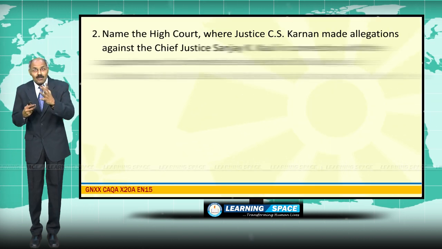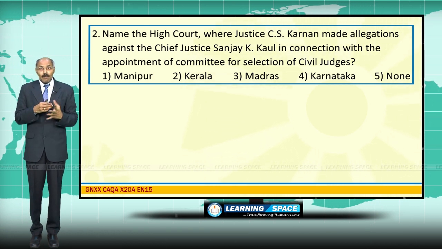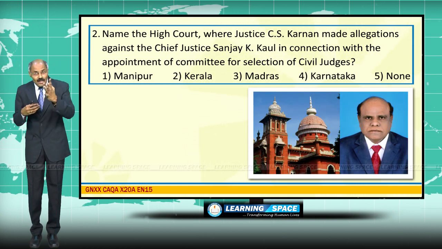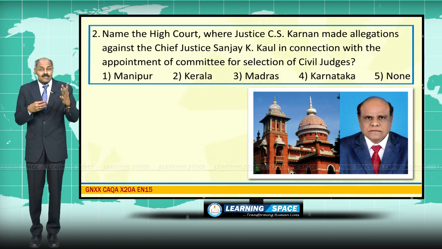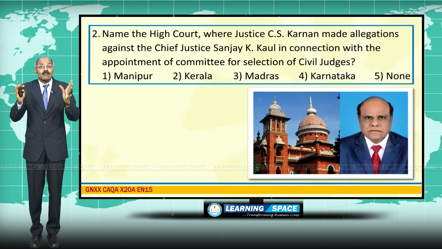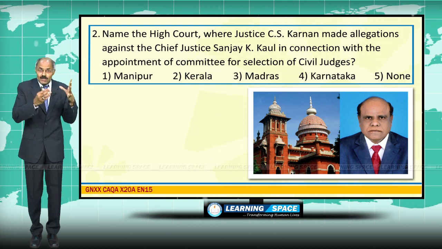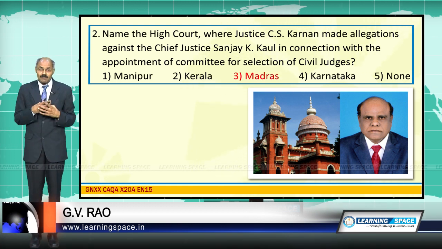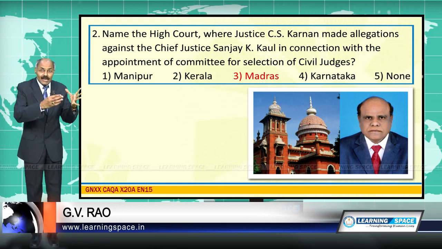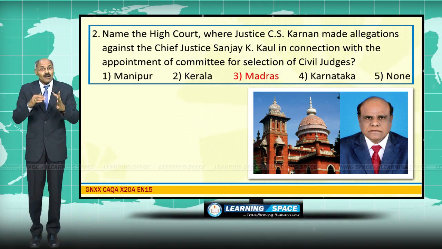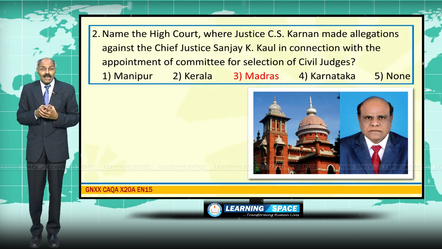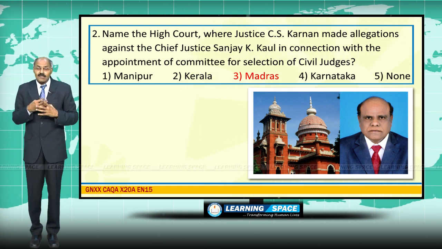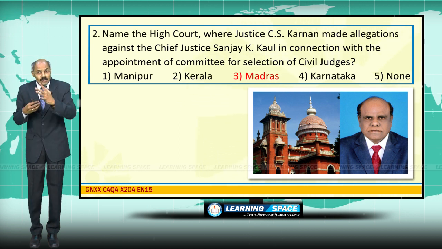Name the High Court where Justice C.S. Karnan made allegations against the Chief Justice Sanjay K. Chol in connection with the appointment of a committee for selection of civil judges. A committee was constituted by the Chief Justice, and one of the judges of Madras High Court, C.S. Karnan, made allegations against the Chief Justice with regard to the constitution of the committee to select civil judges.